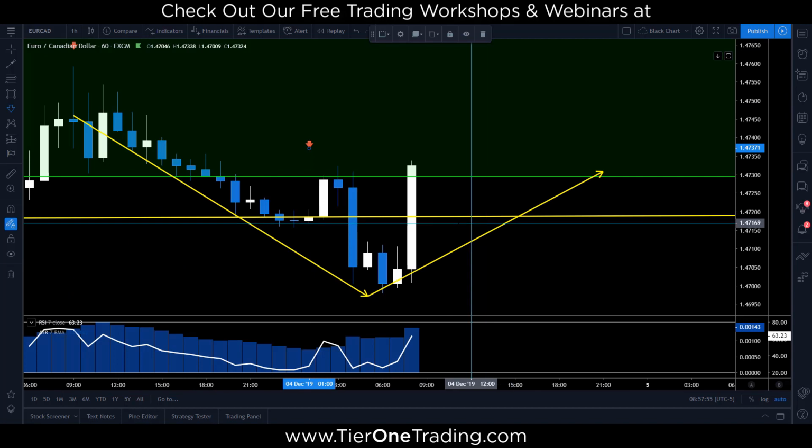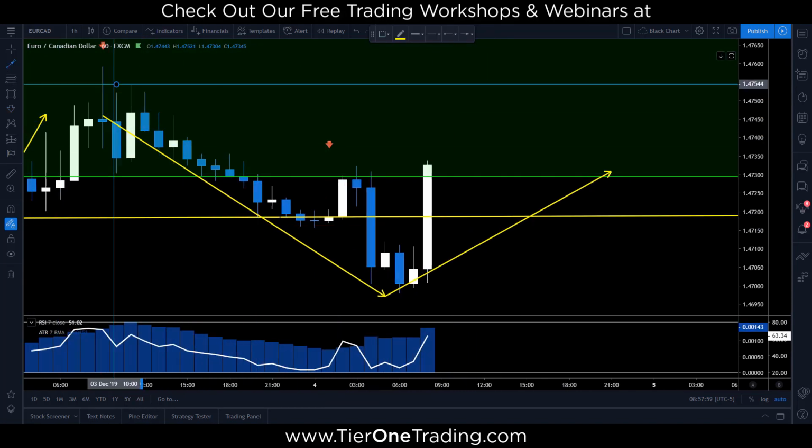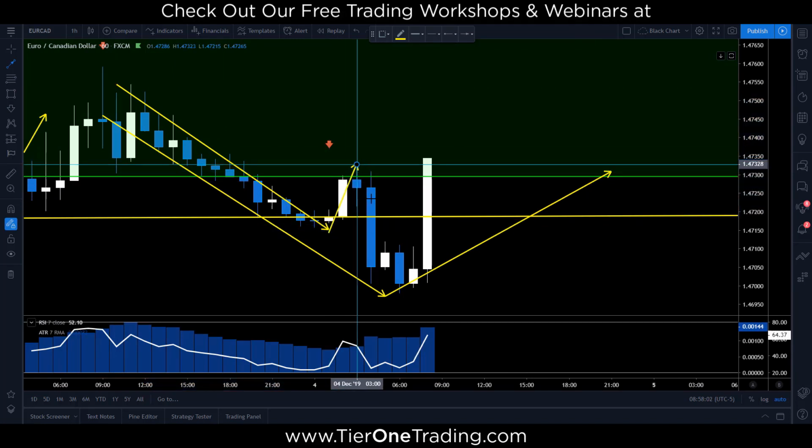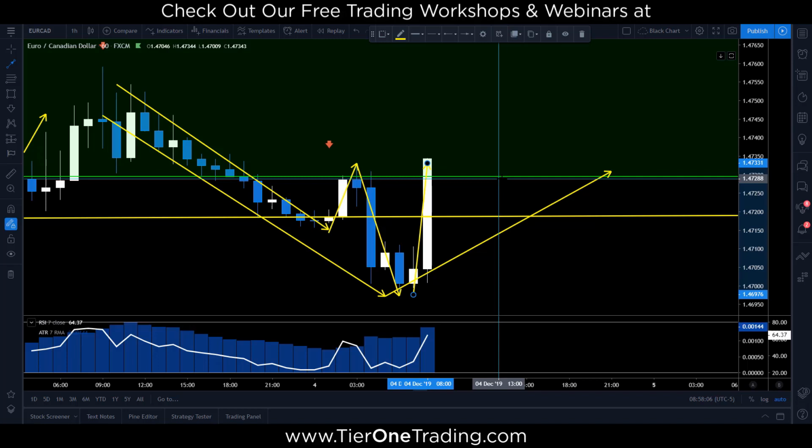If we go back down to the hourly, you'll get a clearer picture of what's going on. Again, this was our little wick right here, how we came up, and then we came back down. Now we're retesting this level. Again, right now we're within the last 2 minutes of this candle, so it'll be interesting to see what forms here, or how it forms.